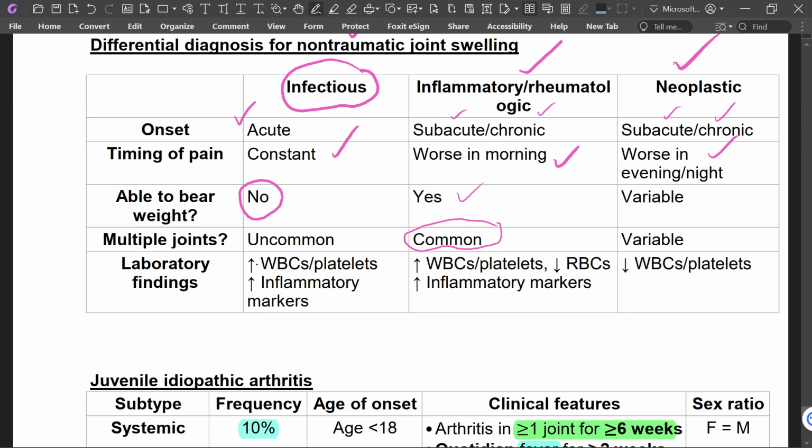And the labs: WBC count, platelets, and inflammatory markers are high in infectious. In inflammatory, WBC, platelets, and inflammatory markers are high, but RBC is low. This is another differentiating point regarding labs. And in neoplastic, there may be low WBC and low platelet count.